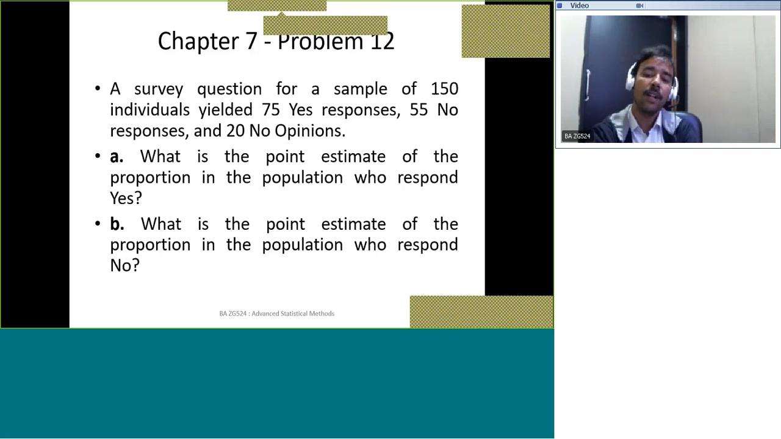150. And what is the sample proportion of no's? Yes, it is 55 by 150. Correct? Yes, correct. We'll go to the next question.